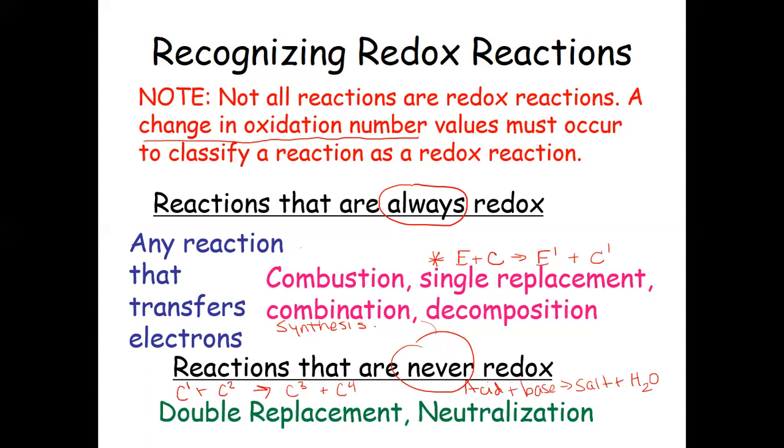So there's always a change in oxidation state in combustion. And there's always a change in oxidation state in single replacement, synthesis, decomposition. And there's never changes in oxidation states in a double replacement or a neutralization reaction. So the oxidation numbers stay the same from left side to right side. So in our next video, we will spend some more time on oxidation and reduction and rewriting those kinds of reactions and picking which ones are oxidation and reduction.